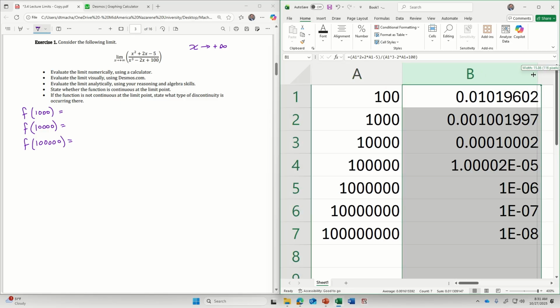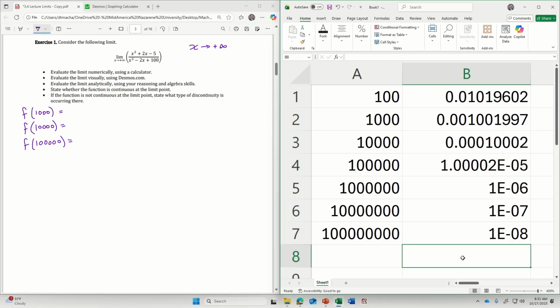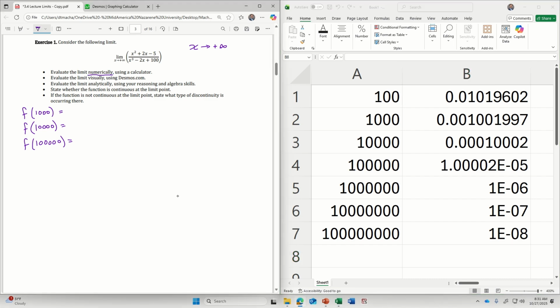What number is this limit approaching? 0. Yeah, I can tell by just taking larger and larger values of x that my number is getting closer and closer and closer to 0. And so that's pretty good evidence. That's what I mean when I say evaluate the limit numerically.